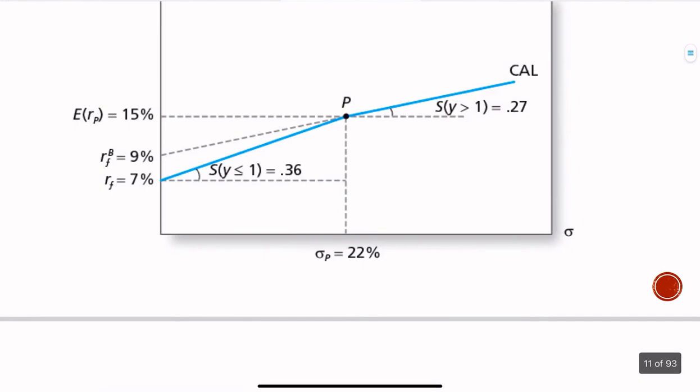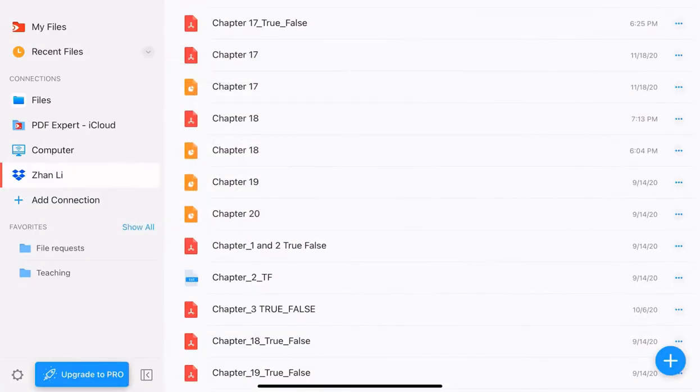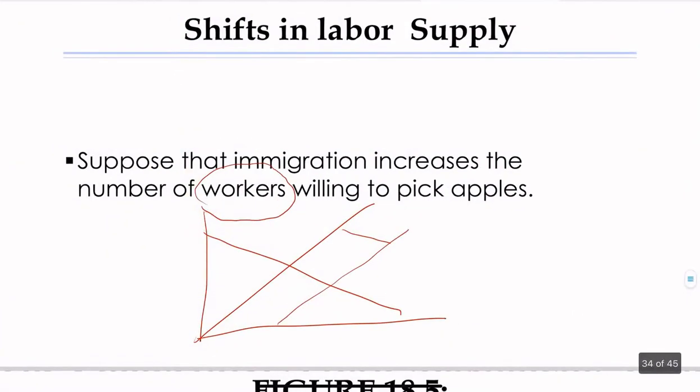So what you can see here is the supply curve will move to the right. So the equilibrium will be here, right? What you can see here is the wage will decrease and the quantity of labor will increase.